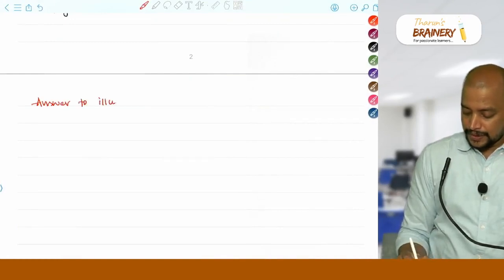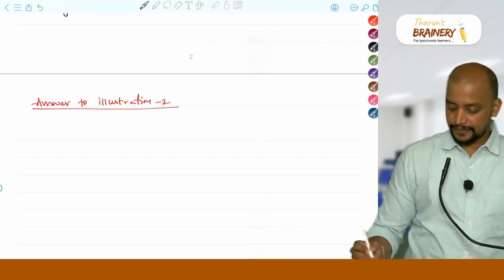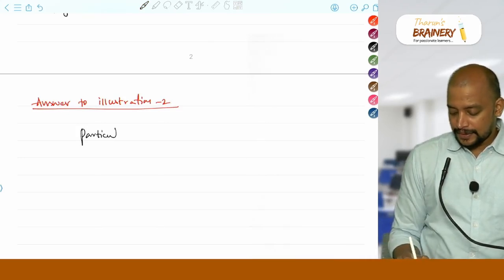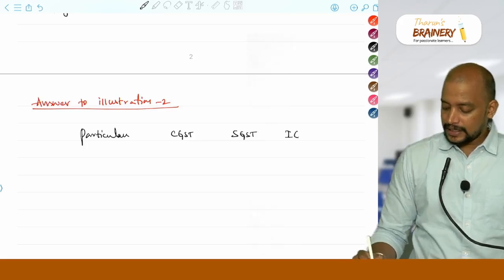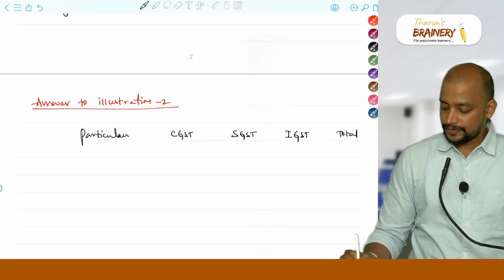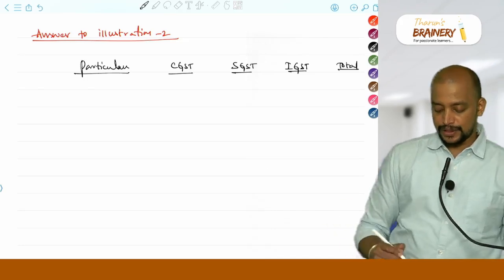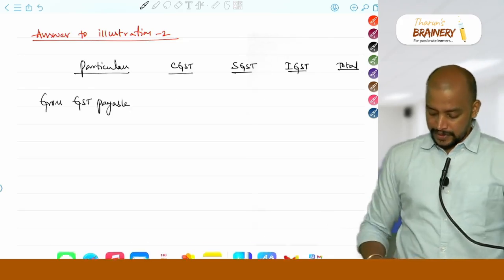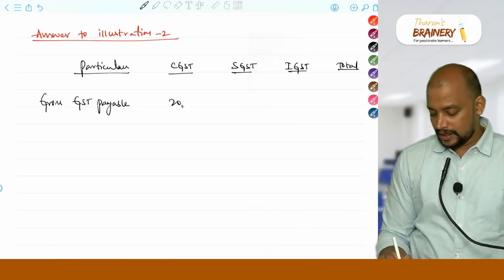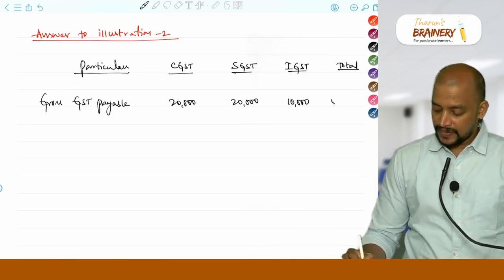Answer to illustration 2. Particulars: CGST, SGST, IGST, total. For computation of net GST payable alone, please add one extra column, that is total. Gross GST payable. How much is that? 20, 20 and 10, 50,000.